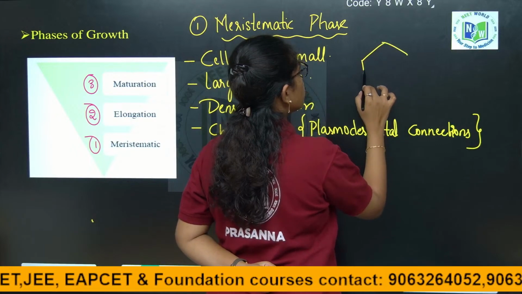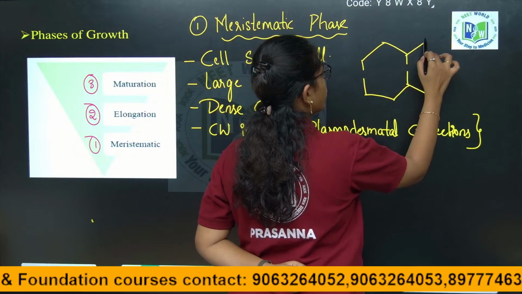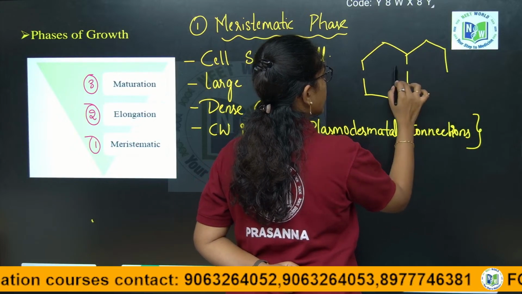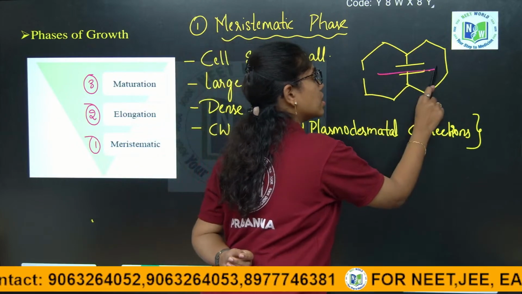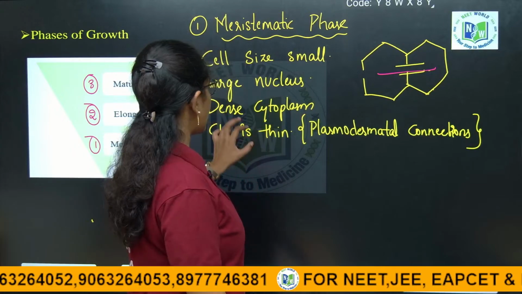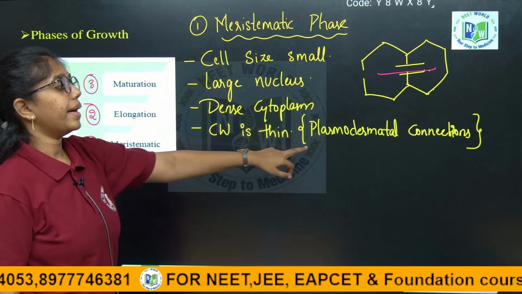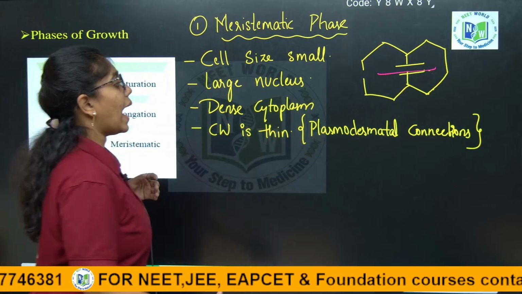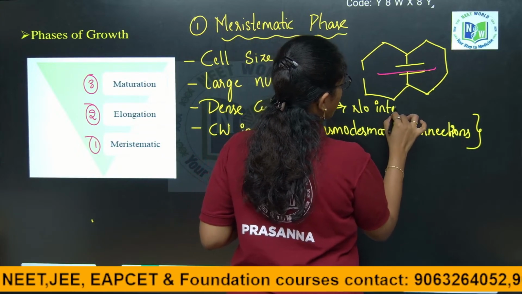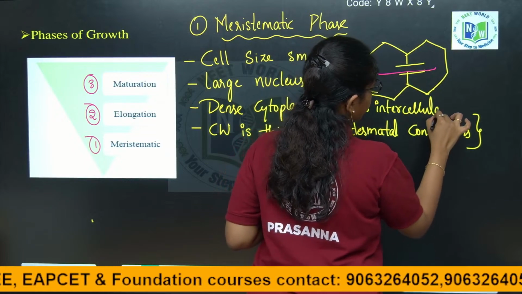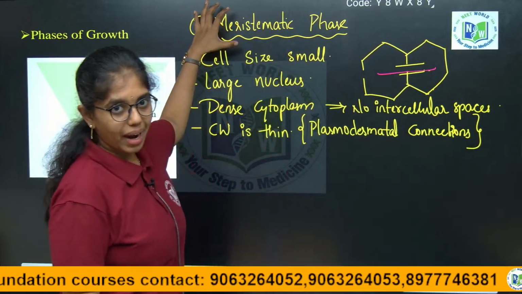What are the plasmodesmatal connections? Those connections which connect the cytoplasm of two different cells, those which traverse along the cell wall. Cell wall is thin, cytoplasm is dense, there is a large nucleus, cell size is small, and plasmodesmatal connections are seen, and there are no intercellular spaces in between the cells which are in the meristematic phase.